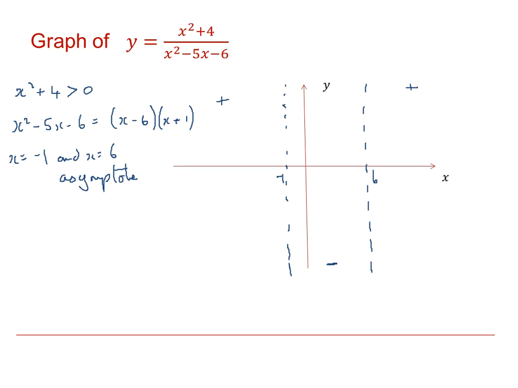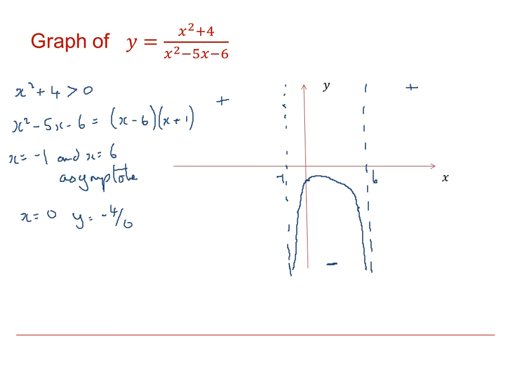That means then that there must be some maximum point between negative 1 and 6. We ought to check what happens when x is equal to 0. So when x is equal to 0, we get that y is equal to negative 4 over 6. So somewhere around about here it's going to come to 0, but then reaches a maximum. It doesn't go above the axis. So it reaches a maximum here and then comes back down to be asymptotic to the vertical line x equal to 6.